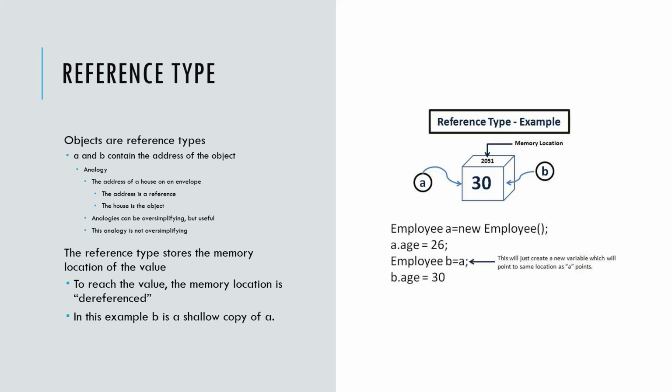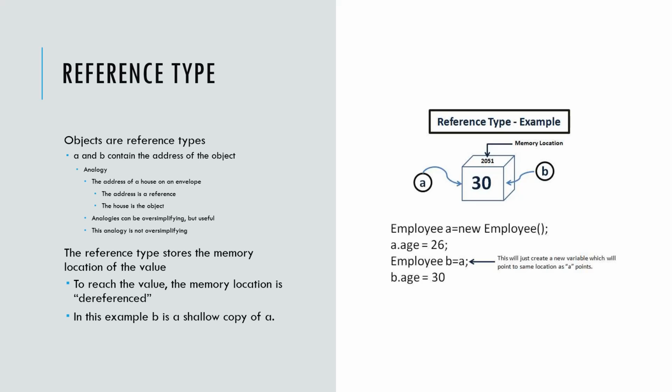Employee A, that's enough memory location there to hold an address. So all reference types are really the same size. They hold enough to hold an address. The same way, let's say the address on an envelope that goes to the Empire State Building is the same size as the address on an envelope that comes to my house, which is nowhere near the size of the Empire State Building.